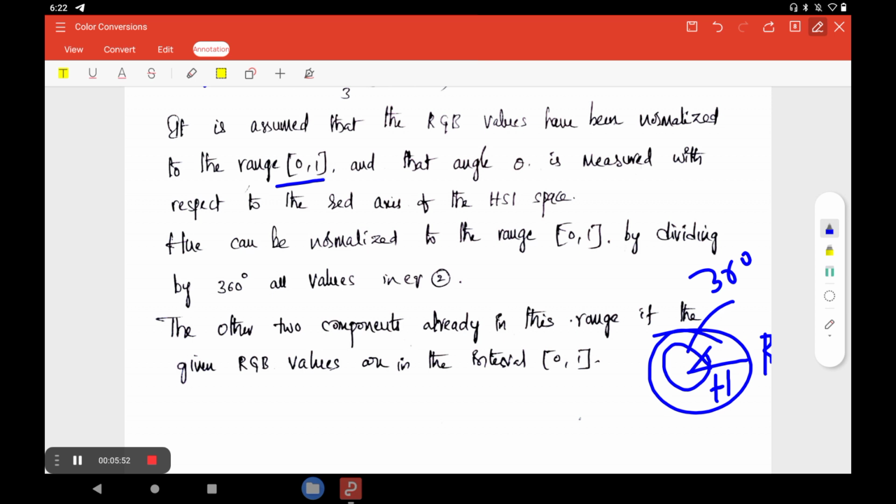Therefore, if you divide the corresponding angle by 360 degrees, it gives a value within the range from 0 to 1. That's why you have to divide the theta value by 360 degrees. You can get the corresponding hue range from 0 to 1 only. As well as the remaining two components, saturation and intensity, are also in the range from 0 to 1, because if the red, green and blue values are in the range from 0 to 1, obviously these two values are also in the range from 0 to 1 only.